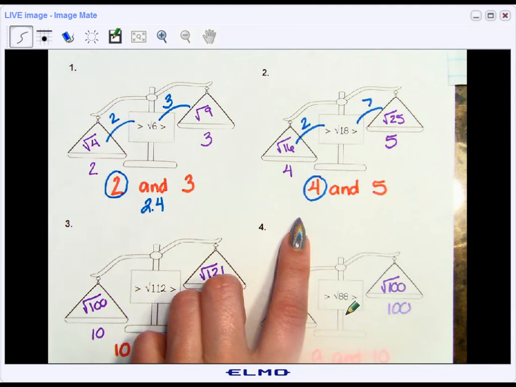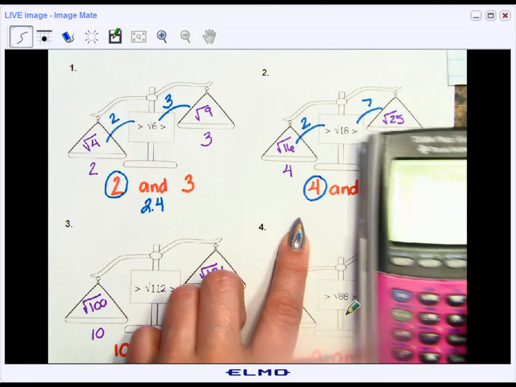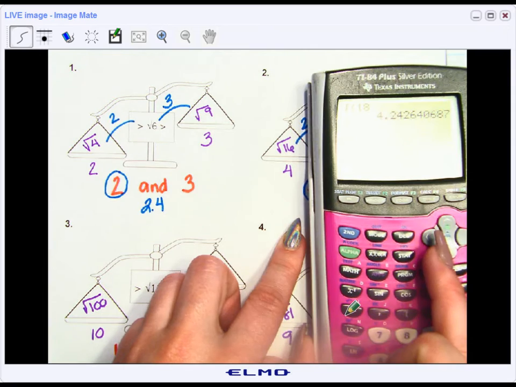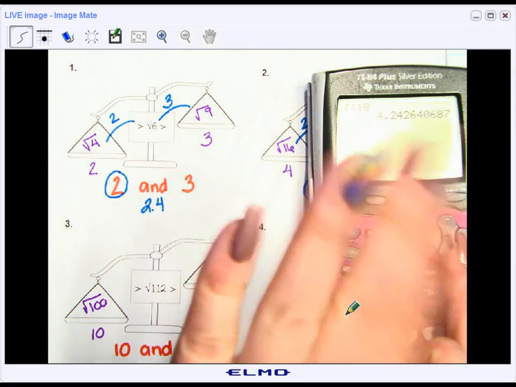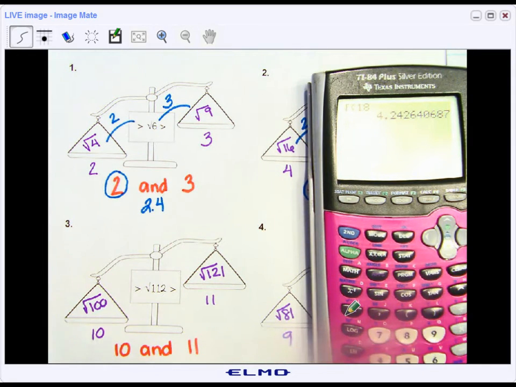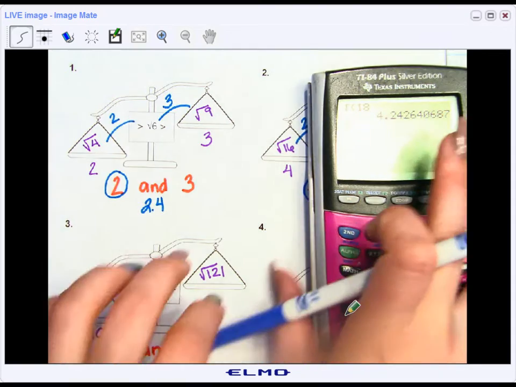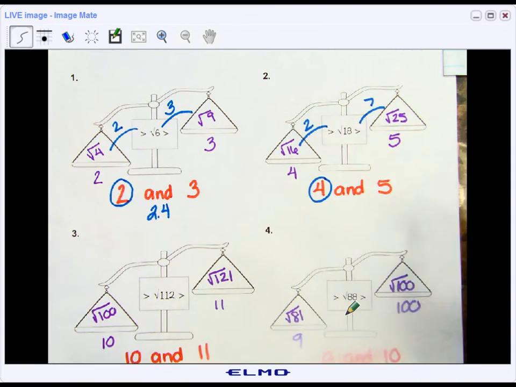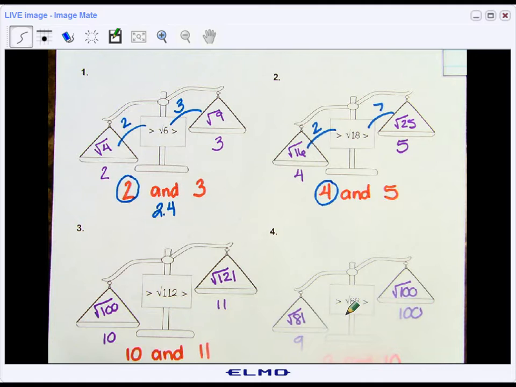And again, if I was to type that into the calculator, the square root of 18 does happen to be 4.2. So it's closer to the 4 end than it is to 5. And again, yes, we're using the calculator to check our work, but this section is going to end up on your calculator inactive section on the EOG. So really make sure that you understand these steps and can do them without the calculator.